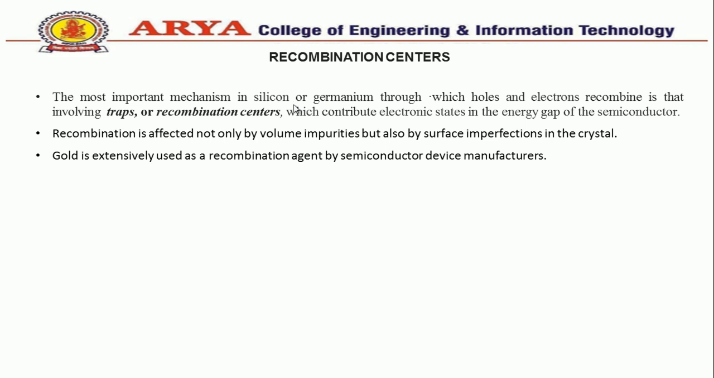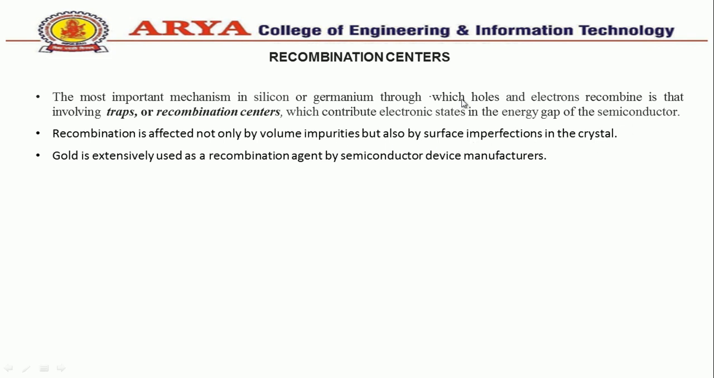The most important mechanism in silicon and germanium through which holes and electrons recombine is through traps and recombination centers, which contribute electron states in the energy gap of the semiconductor. Such locations, called trap or recombination centers, act effectively as a third body which can satisfy the conservation of momentum requirement. These new states are associated with imperfections of the crystal, specifically metallic impurities in the semiconductor, which are capable of introducing energy states in the forbidden band gap. Recombination is affected not only by volume impurities but also by surface imperfections of the crystal.